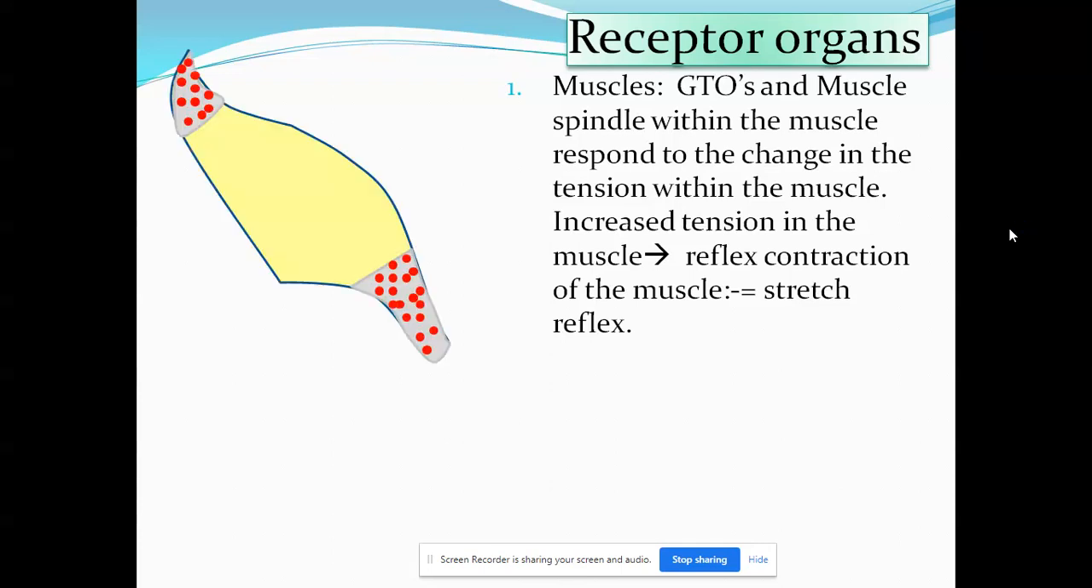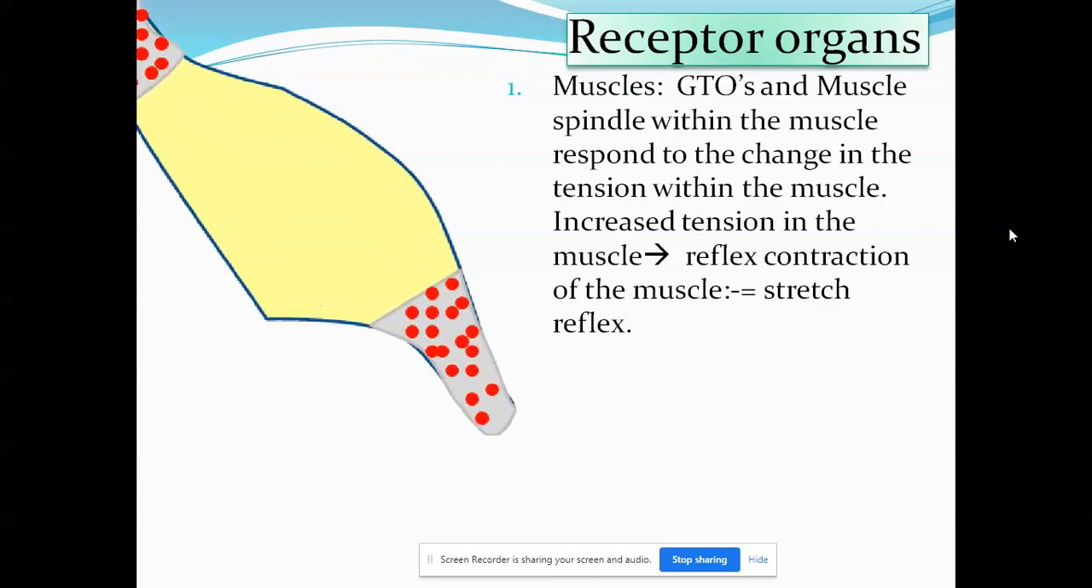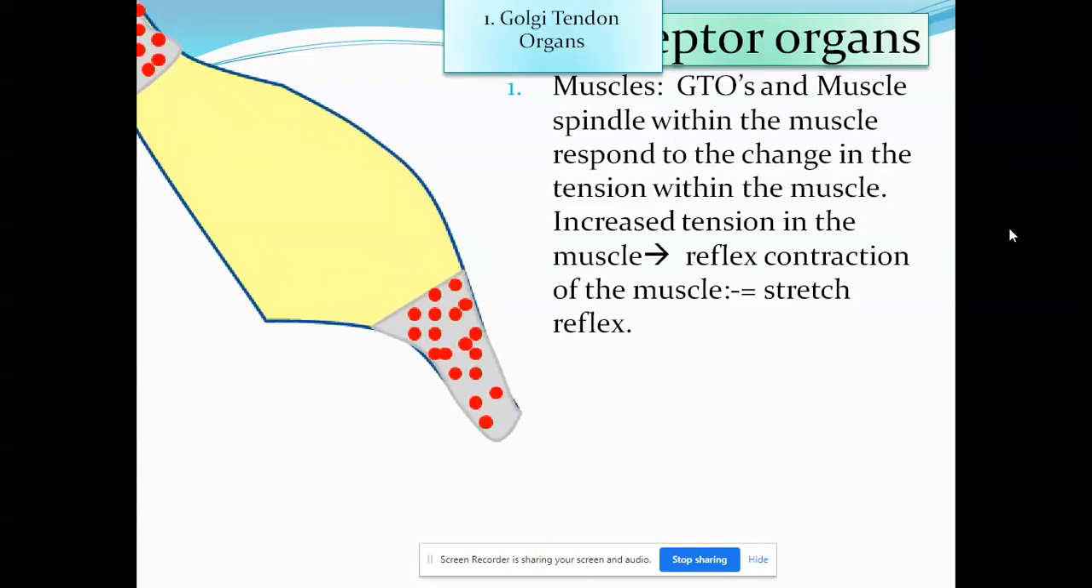Consider this is a muscle. The red structure present at the tendon is called the GTO, that is, Golgi tendon organ. As the name suggests, they are present on the tendon. I already told you GTOs activate when the muscle is either fast contracting or fast stretching out. So stretch the muscle fast, GTOs are activated. So this is nothing but GTO.